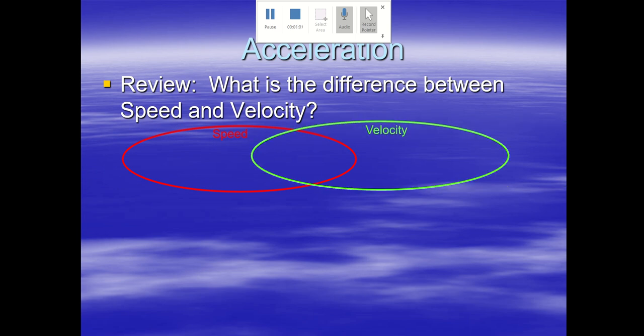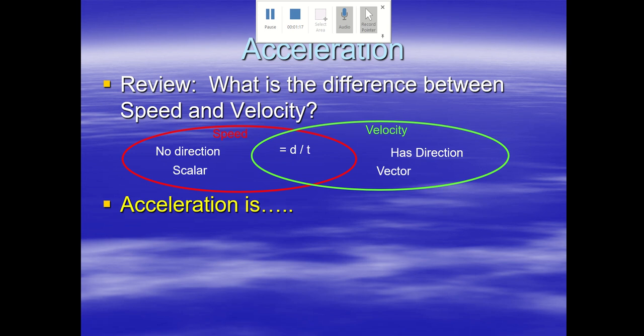So we're going to review speed and velocity here. Speed does not have a direction. Velocity does have a direction. Velocity, therefore, is a vector, and speed, therefore, is a scalar, because vectors include a direction, scalars do not. But they both tell us how fast we're going, okay? Acceleration is a change in velocity. So if we change any of the things over here, then we will be accelerating. So if we change our speed by going faster, we are accelerating. If we change our speed by going slower, we are accelerating, or we can change the direction to accelerate.